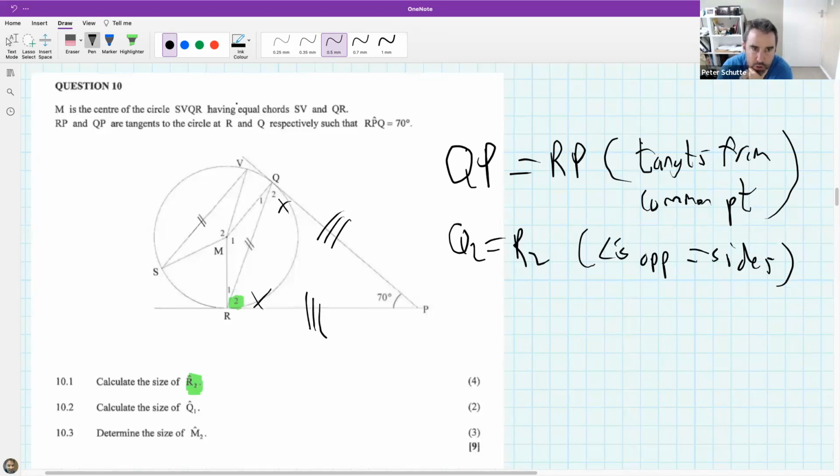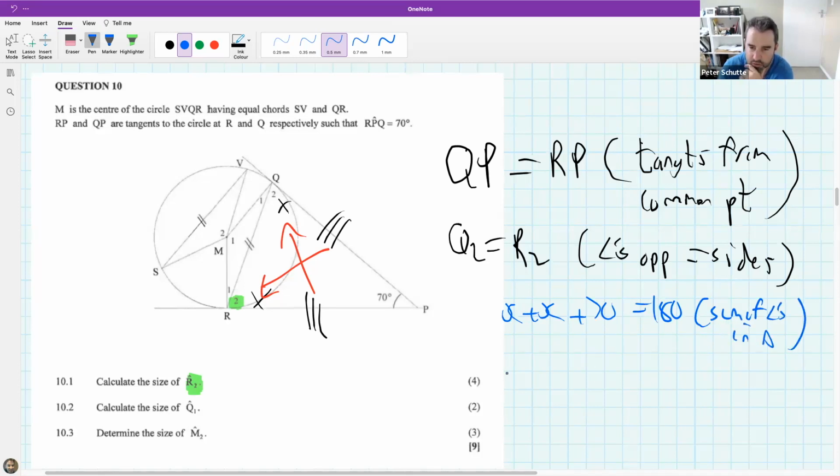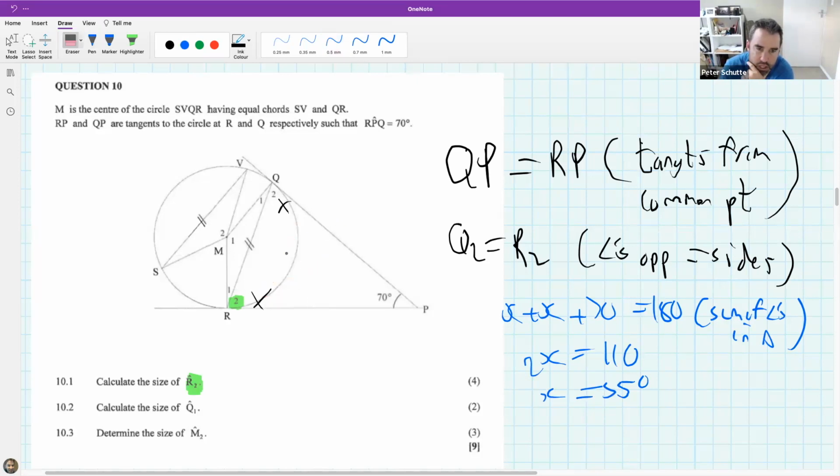So if your angles are opposite, you can see like that one is opposite that, that one is opposite that. And then we could just call these both X. We could just say X plus 70 is 180, sum of angles in a triangle. And so X would be 55. So this would be 55, and this would be 55.